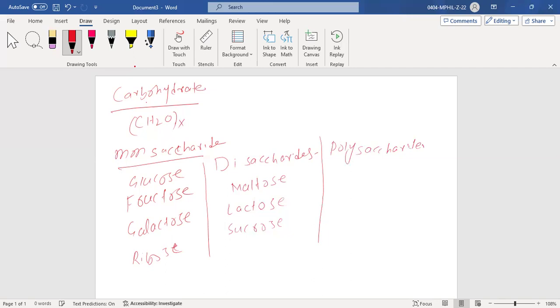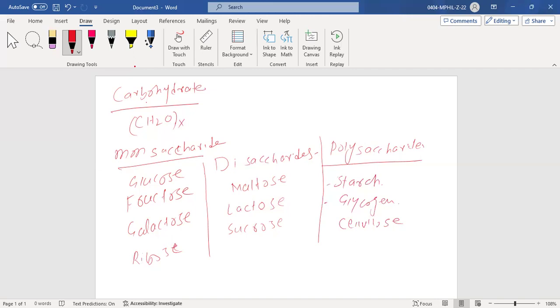Polysaccharide. So we have many examples of polysaccharides. For example, you have starch, you have glycogen. Another example we can add here is cellulose. All these are polysaccharides, right? As we know, starch is present in plants. It is the major food of the plants that they synthesize with the help of photosynthesis.